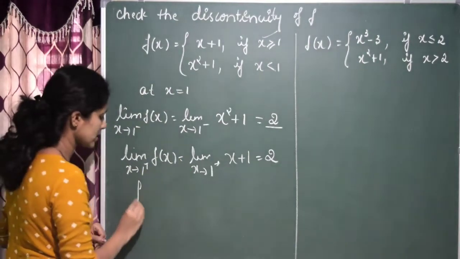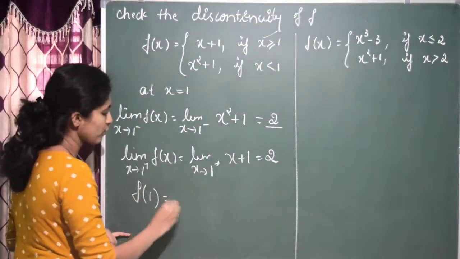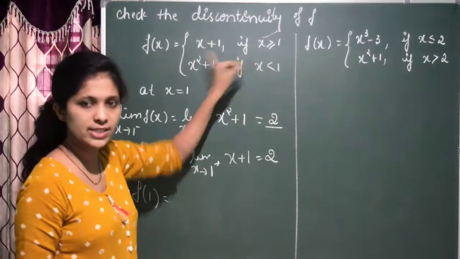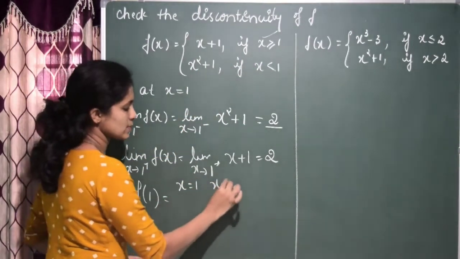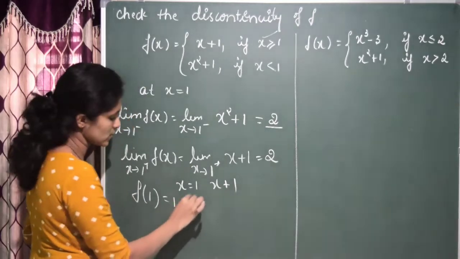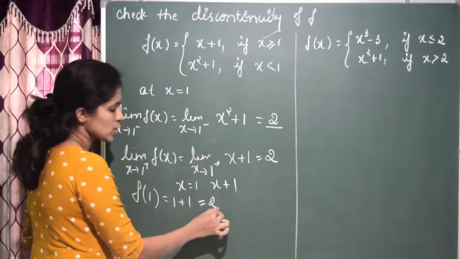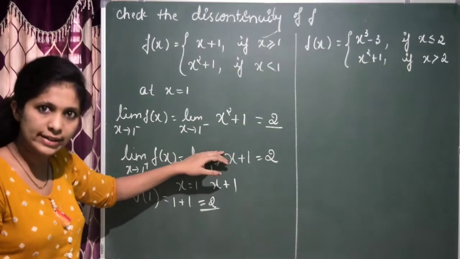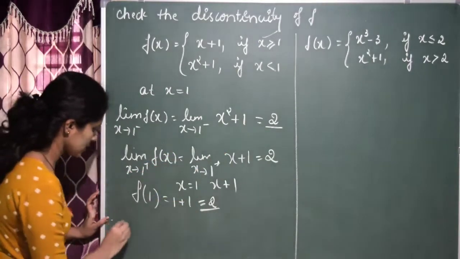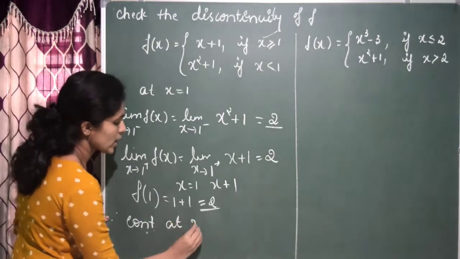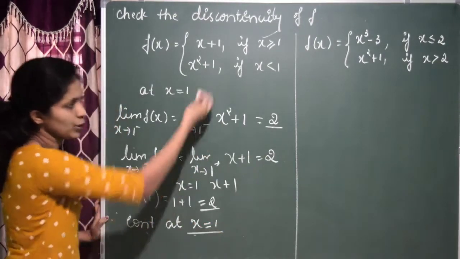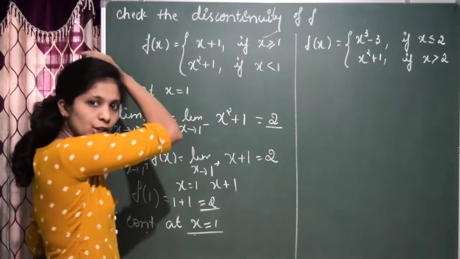Now you have to check at the point f of 1. At x is equal to 1, the function is x plus 1. Right? At x is equal to 1, the function will be x plus 1. So this will be equal to 1 plus 1, so this is also equal to 2. So the left hand limit is equal to the right hand limit, and that is equal to the value at the point. So the function is continuous at x is equal to 1. So there is no discontinuity point of this one. So the function will be continuous everywhere.